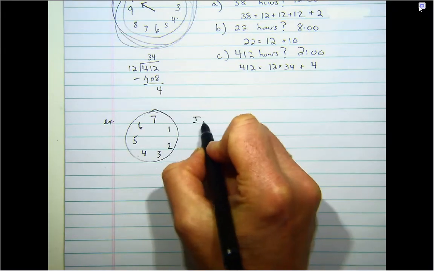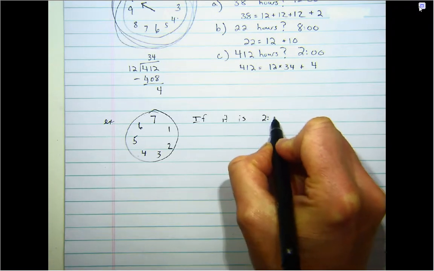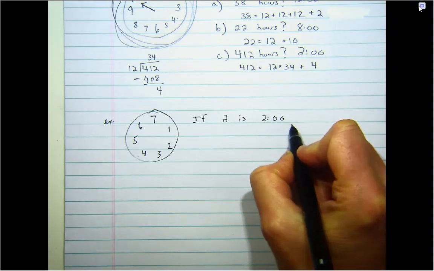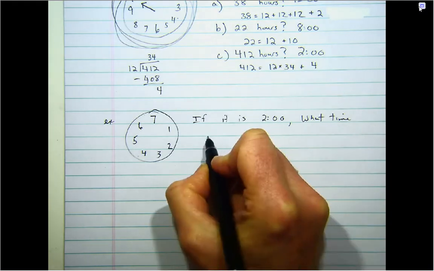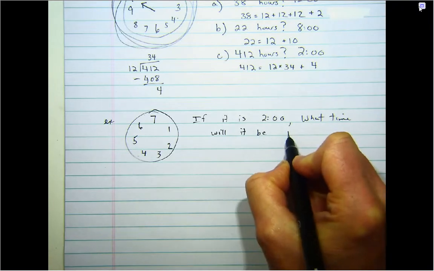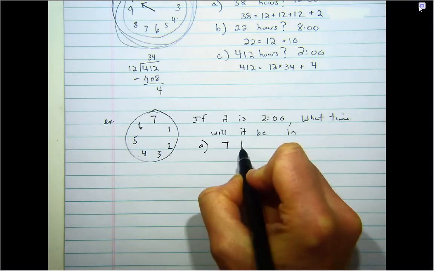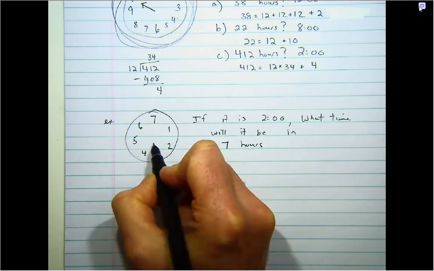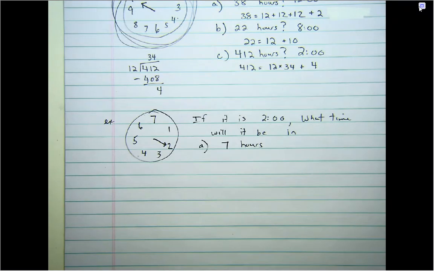So on this clock, if it is 2 o'clock, what time will it be? And first we'll try just 7 hours. Okay, so it's 2 o'clock. The hour hand is set at the 2. 7 hours go by. What time will this clock read?